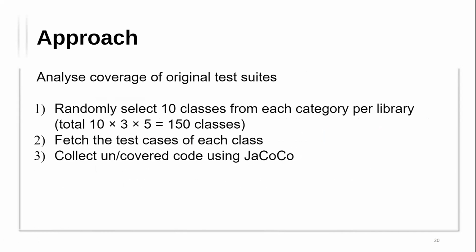So finally, they talk about analyzing coverage of the original test suites. Here again, they didn't test every one of them, I think because of time constraints again. So they just selected 10 classes from each category per library. That's 10 classes for 3 categories for 5 libraries, so 150 classes total. They fetch test cases for each of these classes and they collect the uncovered code using Jacoco.